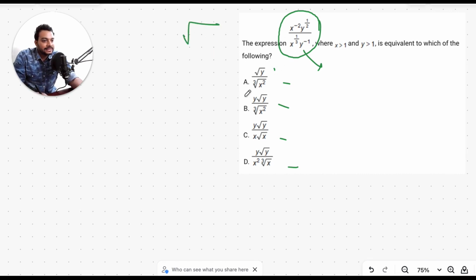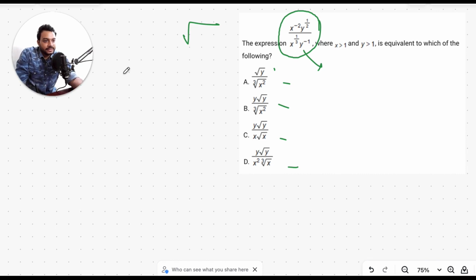And the next thing to be noticed is that the y and x don't have any squares or cube powers. Just x has a squared power in two of the options. Sorry, three, A, B and D. Cool. So we'll try to simplify the given expression in this way.